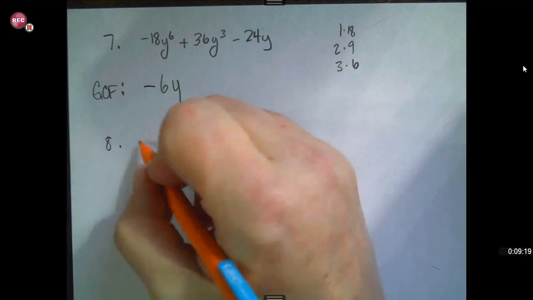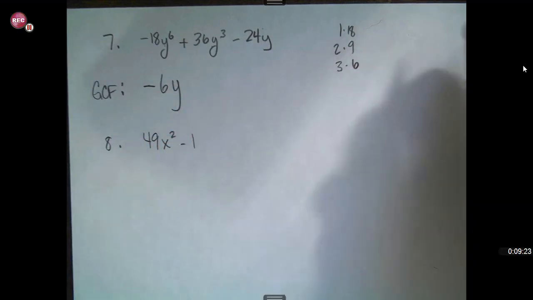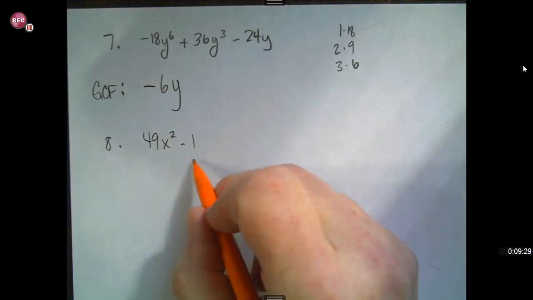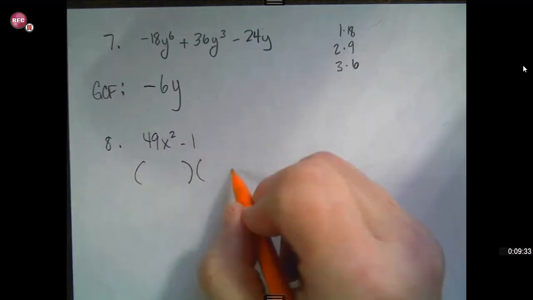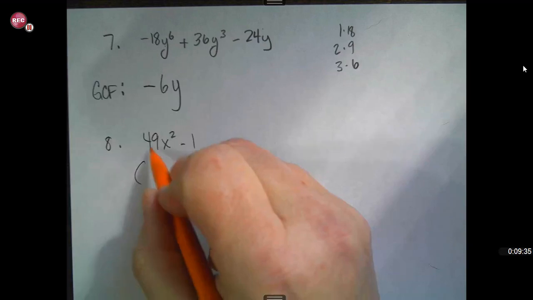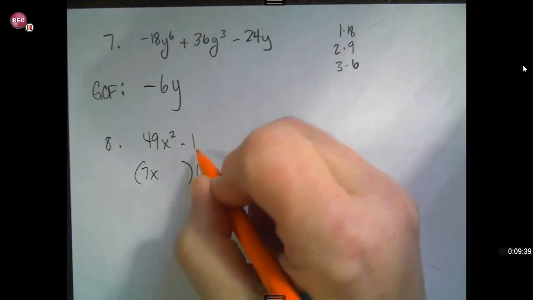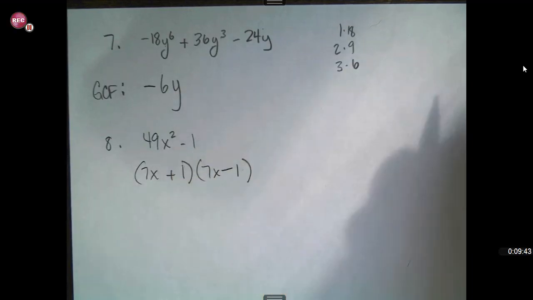And then starting with number 8, we just have a whole bunch of factoring to do. What's more fun than that? You got to ask yourself, is there a greatest common factor here? No. It's a binomial, so that means it's the difference of two squares. The square root of 49x squared is 7x and 7x, and the square root of 1 is 1, plus, minus, done.